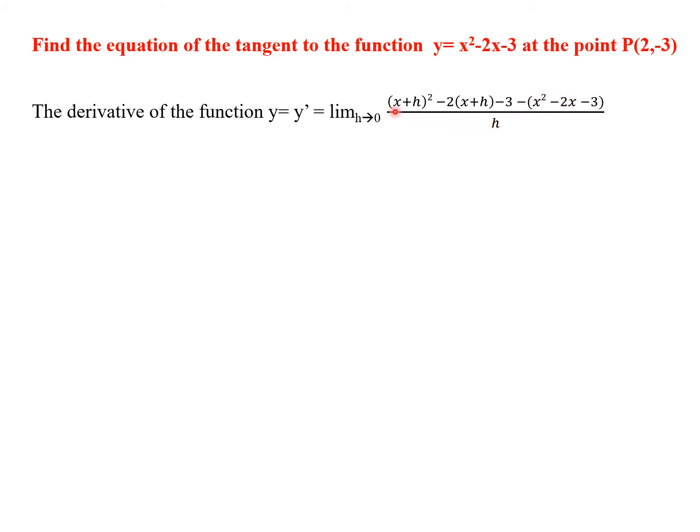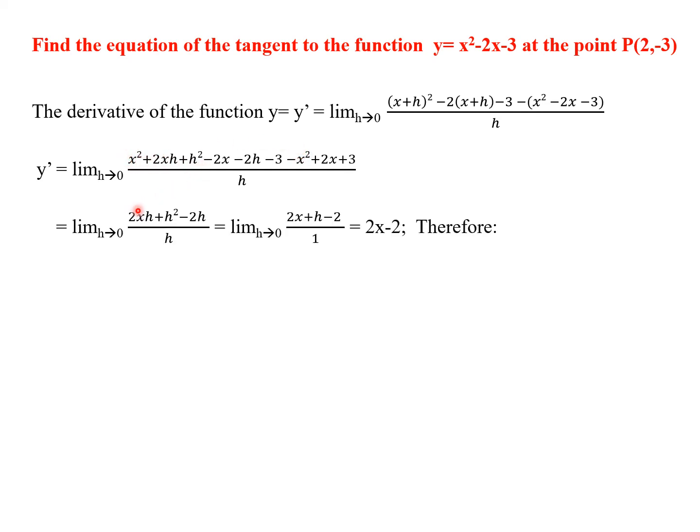Now we will expand x plus h squared. We will get x squared plus 2xh plus h squared minus 2x minus 2h minus 3 minus x squared plus 2x plus 3. We can cancel plus 3 with minus 3. We can cancel plus 2x with minus 2x, and we can also cancel negative x squared with positive x squared. So we'll end up having the limit as follows: 2xh plus h squared minus 2h divided by h.